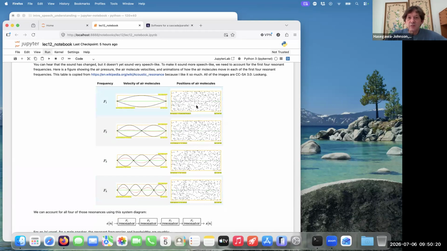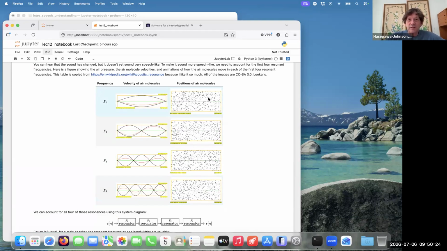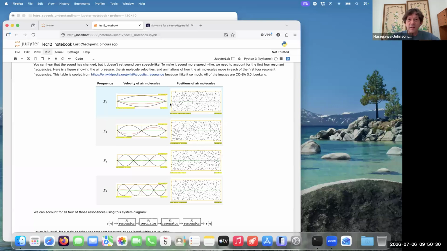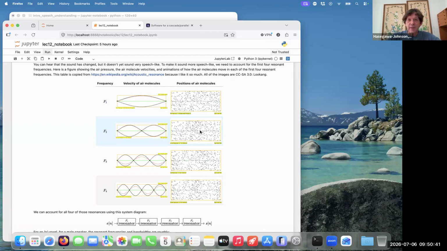And those resonances look something like this. At the lowest frequency, the atoms are bouncing back and forth inside your whole mouth, from your glottis to your lips, from your throat. Here's your throat, here's your lips, and the atoms are bouncing back and forth. At the next higher frequency, the atoms are bouncing back and forth separately in the back half and the front half of the vocal tract.